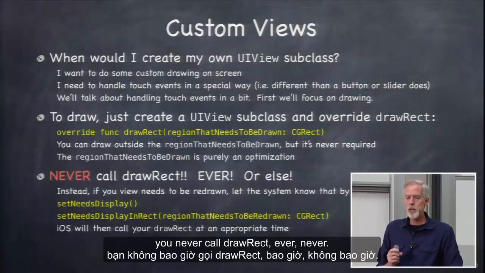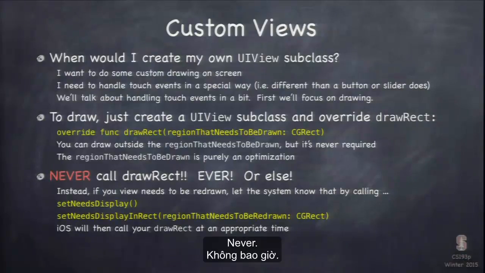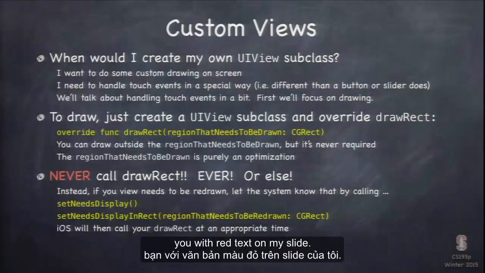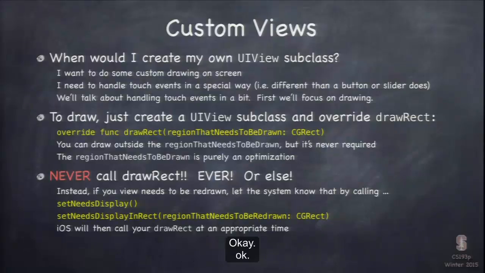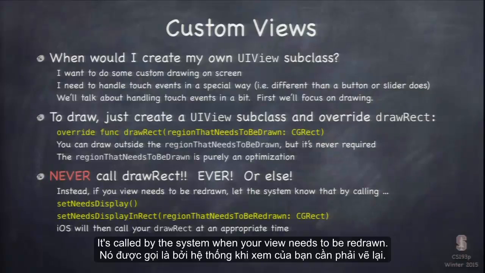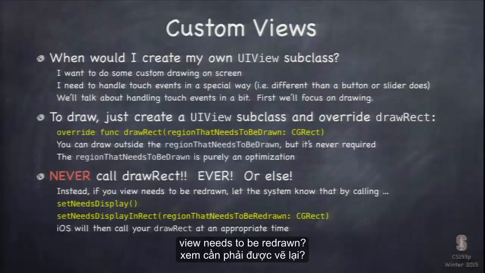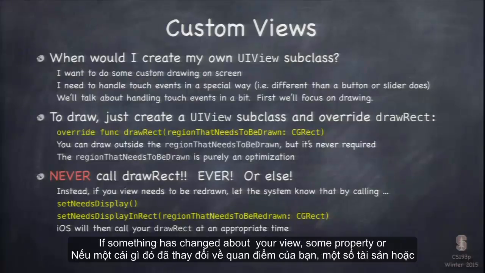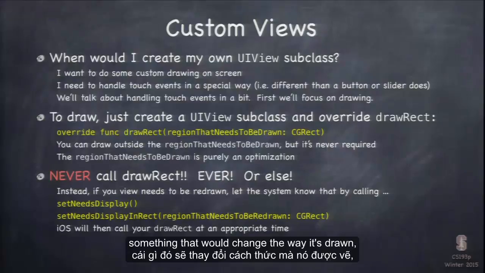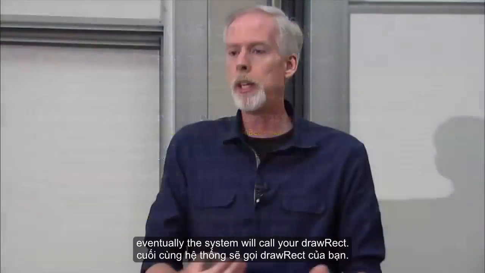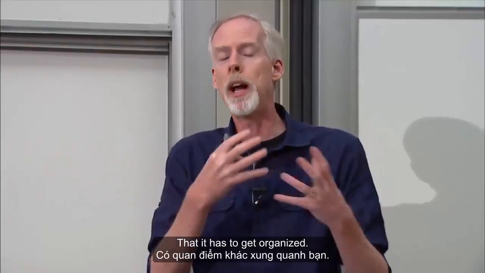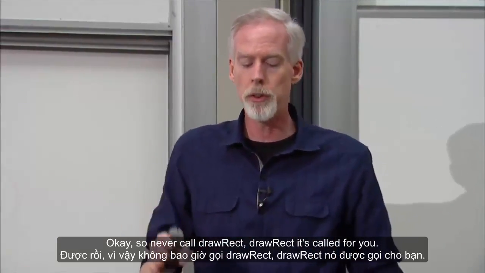This is very important to understand. You never call drawRect. Ever, never, never. If you call drawRect in your homework, you're going to get a major ding, because I'm standing here in front of you with red text on my slide saying never. Do not call drawRect. drawRect is called by the system when your view needs to be redrawn. How does the system know your view needs to be redrawn? Because somebody called setNeedsDisplay on your view. And you can call it on yourself if you want. If something has changed about your view, some property that would change the way it's drawn, you call setNeedsDisplay on yourself. Eventually, the system will call your drawRect. But it's got to set some things up first, and there's other views around you that it has to get organized. So never call drawRect, it's called for you.